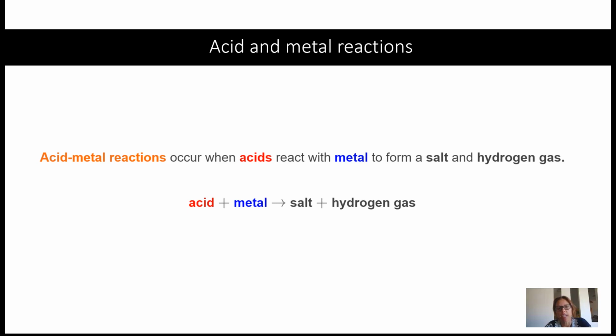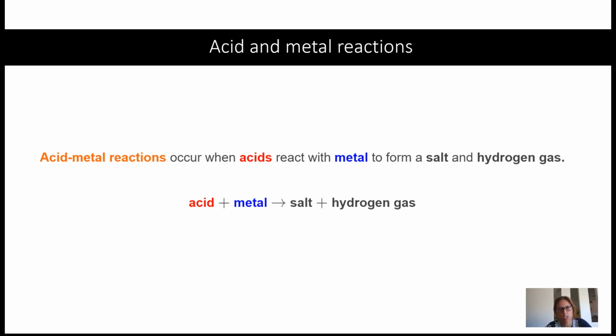We've looked so far at a couple of different reactions. We've looked at acid plus a base and acid plus a carbonate, and this is the final in those 3 different types of reactions. Now we're looking today at acid plus a metal reaction. So that's when our acids react with a metal.